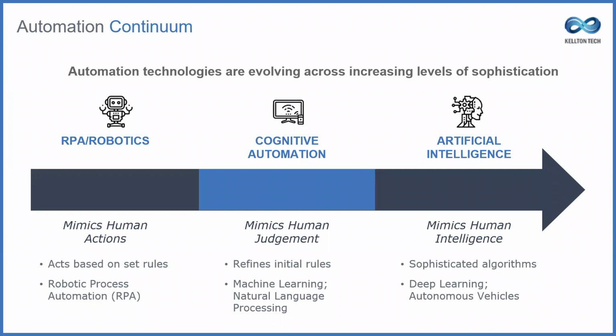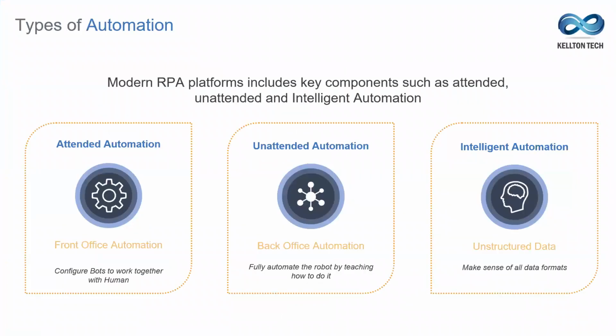Moving on, let's learn about different types of automation in modern RPA tools. Automation is categorized in three different layers: attended automation, unattended automation, and intelligent automation. The difference between attended and unattended automation is mostly where the bot is going to be installed and how it's going to interact with the users. Attended automation is mostly used for front office, call center, and desktop-based application use cases. This type of automation requires human intervention to trigger the bot.